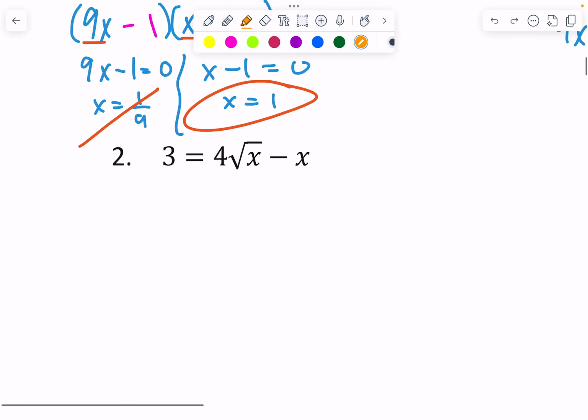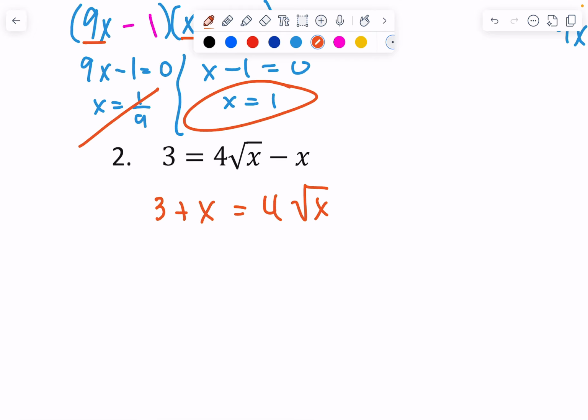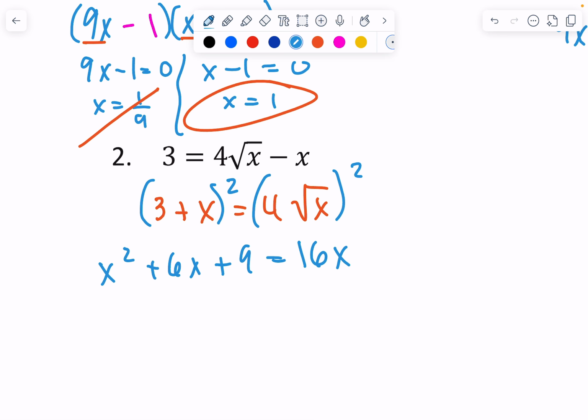All right, moving on. 2, again, isolate the radical, so I'm going to add x on both sides. Now I'm going to square both sides. So that's going to be 9. Actually, I'm going to put it in standard form. x squared plus 6x plus 9. 4 squared is 16. Root x squared is just x. Move everything to one side so I can factor.